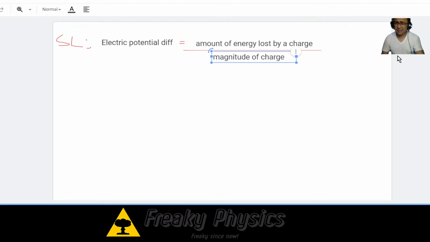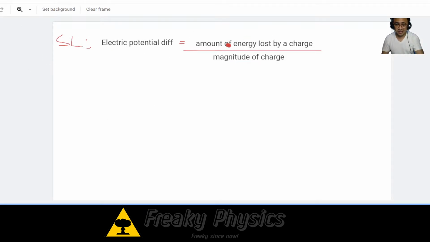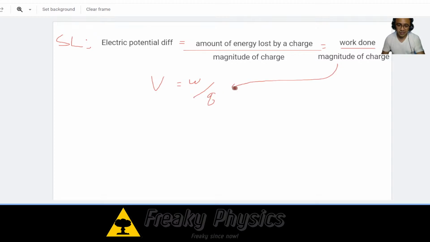Is this in the formula sheet? I can't quite recall. I better double check. If it is, is it V equals W over Q? Yes, it is. Now, why is it W? Because the amount of energy lost is basically work done, right? So that's equal to work done over magnitude of charge. So in the formula, V equals work done over charge. That's what that is.